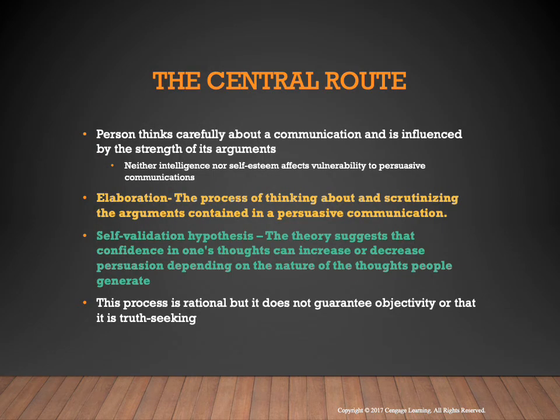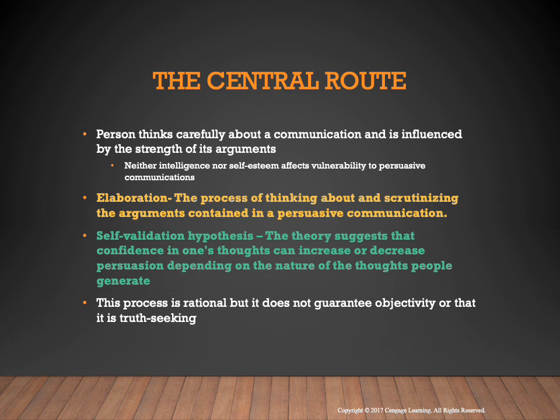The central route. The central route to persuasion describes a person thinking carefully about a communication and being influenced by the strength of its arguments. In the central route to persuasion, neither intelligence nor self-esteem affect a vulnerability to persuasive communication. Here, an individual is engaging in elaboration, and that's the process of thinking about and scrutinizing arguments contained within a persuasive communication. That said, here, an individual may be affected by the self-validation hypothesis. This is a theory that suggests confidence in one's thoughts can increase or decrease persuasion depending on the nature of the thoughts people generate.